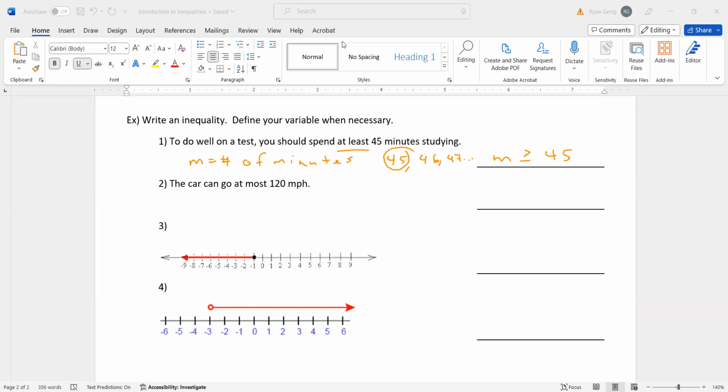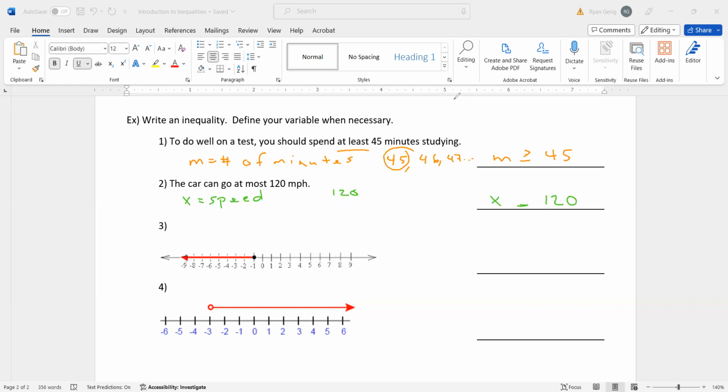Number 2 is another example of the same idea. The car can go at most 120 miles per hour. So I'm going to let, we'll just call it X, say speed. Well, the first part is pretty easy. X and 120, we're going to compare those. Well, what are some speeds that the car can go? Well, it can go at most 120. So that's 120 is what it can go. So it can equal 120. So I'm going to go ahead and put the equal sign in there.